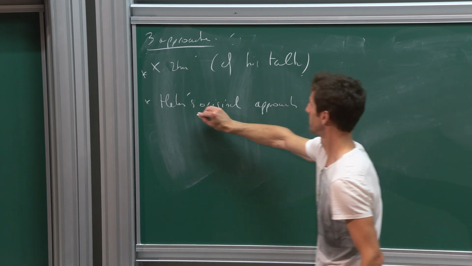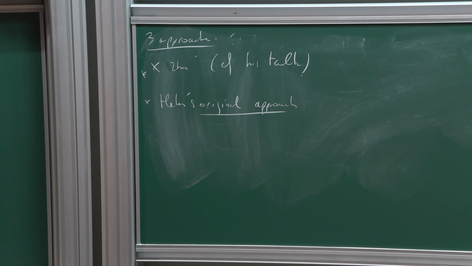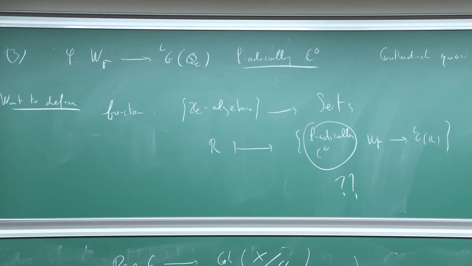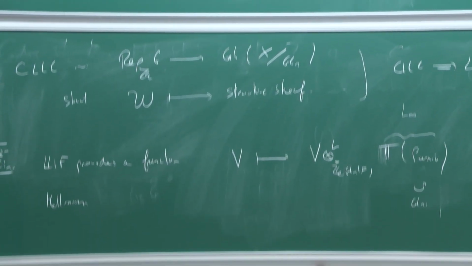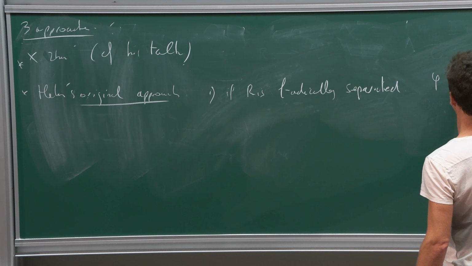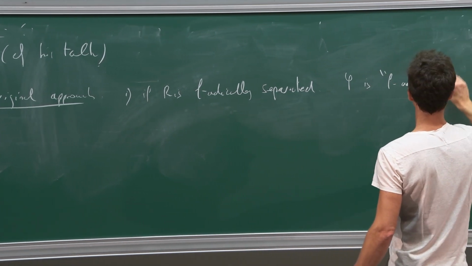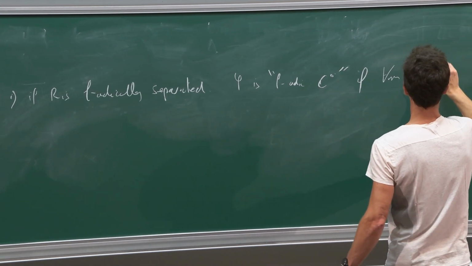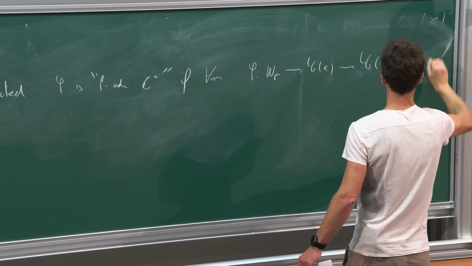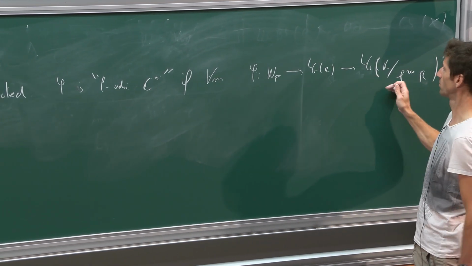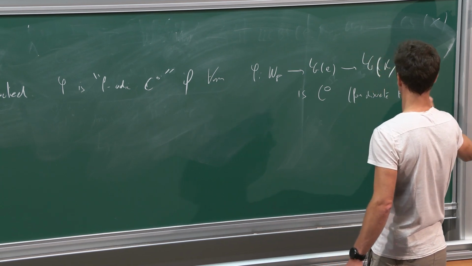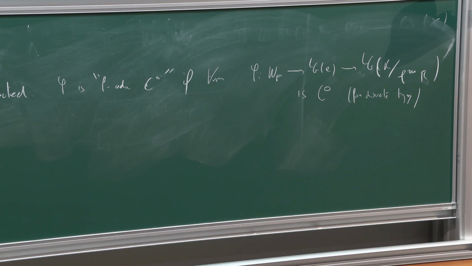So Helm's approach is the following. Pragmatically, you want to define what it means to be l-adically continuous, but there is one case where you can really say what you want, which is when R is l-adically separated. So one, if R is l-adically separated, then you declare phi is l-adically continuous if, for any M, the composed map modulo M is continuous for the discrete topology here. Okay, so that gives you a definition, but only for l-adically separated.